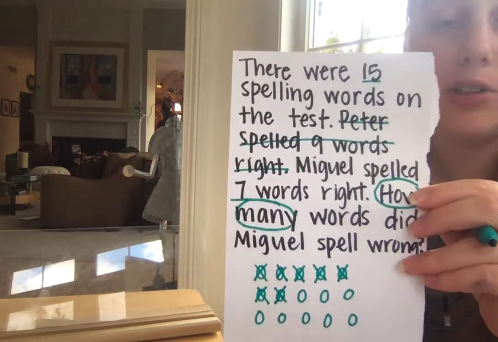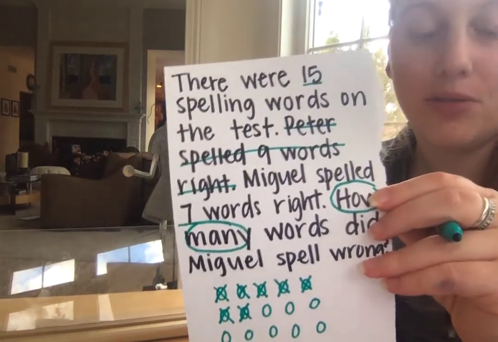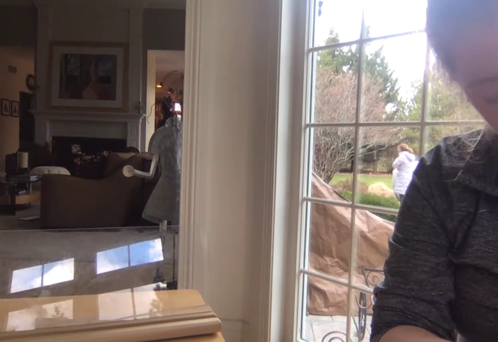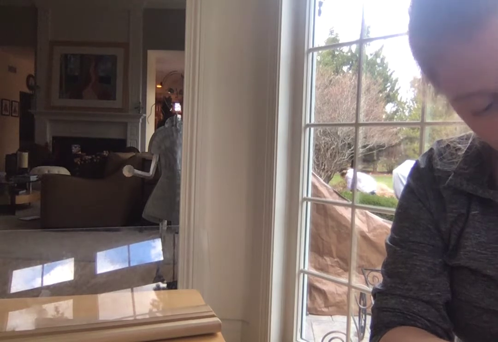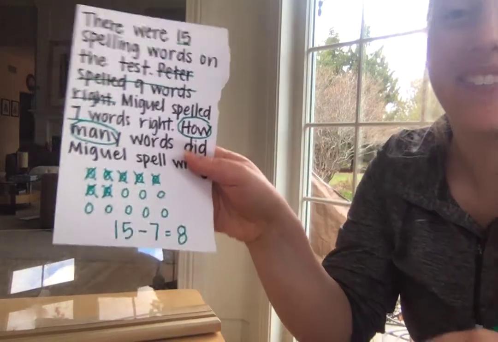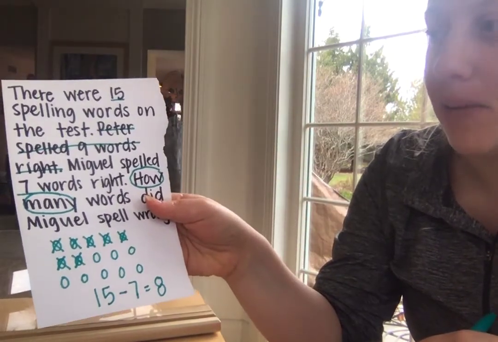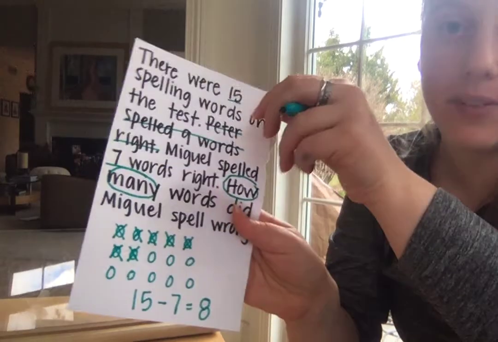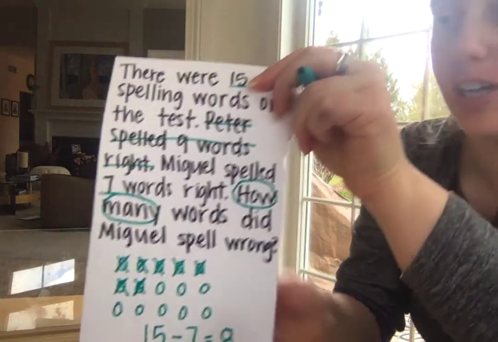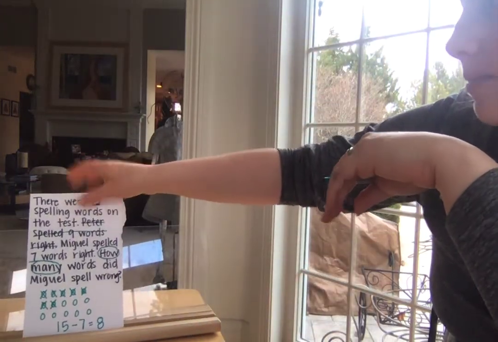So go ahead and write your equation, and then we'll compare and see if we wrote the same thing. Okay, my equation is 15 minus 7 equals 8. Did you get the same thing? Nice job. All right, so sometimes there are word problems that have extra information in there, unnecessary information to try and trick you. Don't let it trick you.